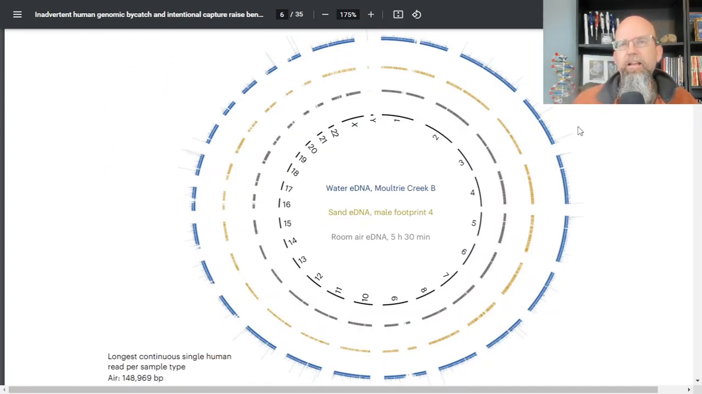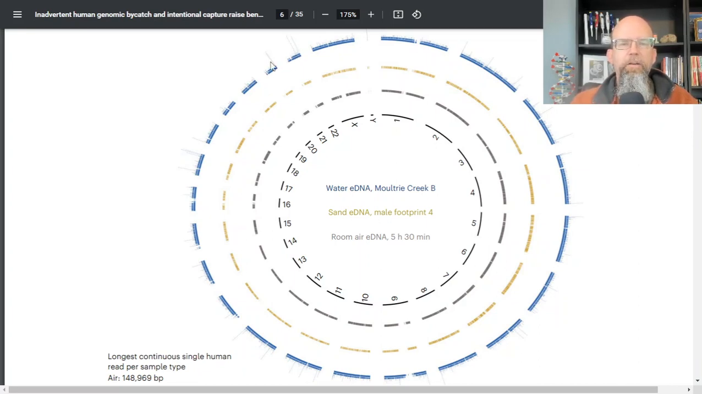Is that DNA coming from a particular area of the genome? No. This little figure just shows all your chromosomes. And the chromosomes on the outer ridge are the sample from the water sample, because the water best preserves the DNA. There's the highest concentration of DNA. That's where our DNA is most likely going to end up.